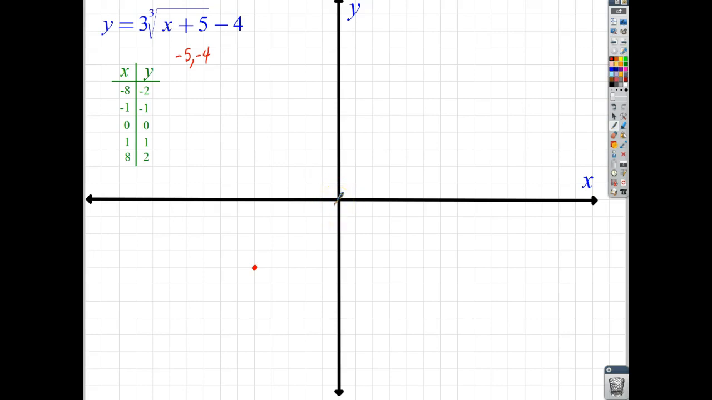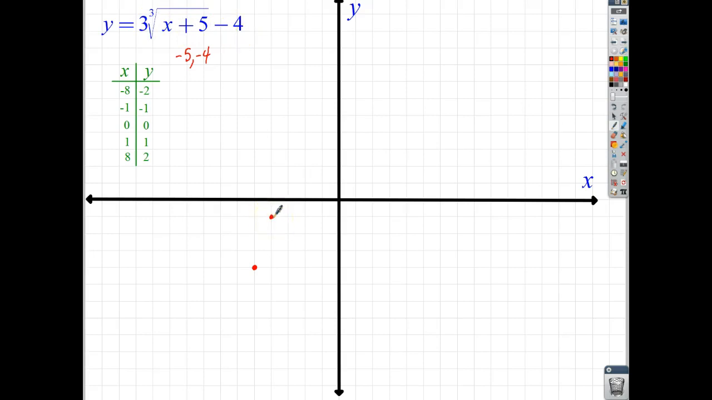What we were doing before on a cube root is, if x moves over to the right 1, I'm normally going to go up 1, but I'm going to multiply that by 3. So I'm going to go over 1, up 1, 2, 3. Now let's try that. If I plug in negative 4, negative 4 plus 5 is going to give me 1. What's the cube root of 1? It's 1. 1 times 3 is 3. 3 minus 4 is negative 1. And there it is, that's negative 1.